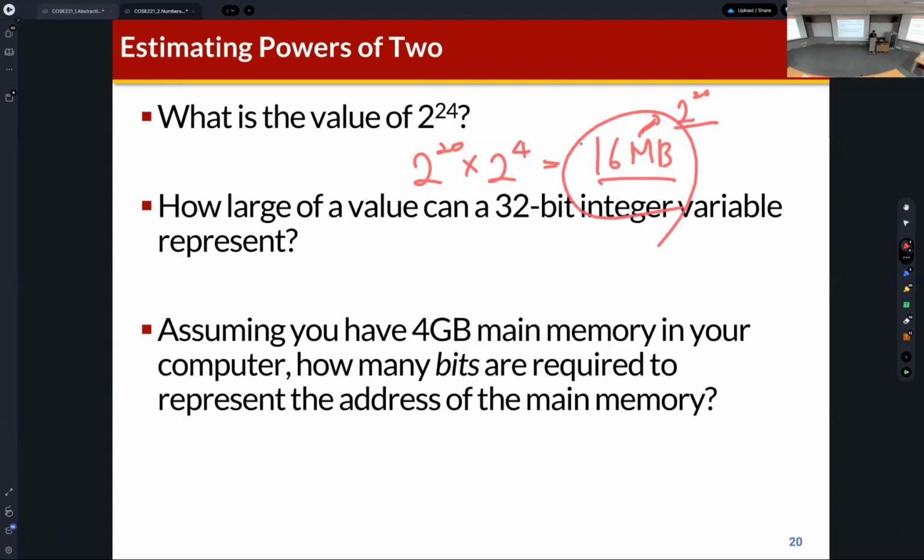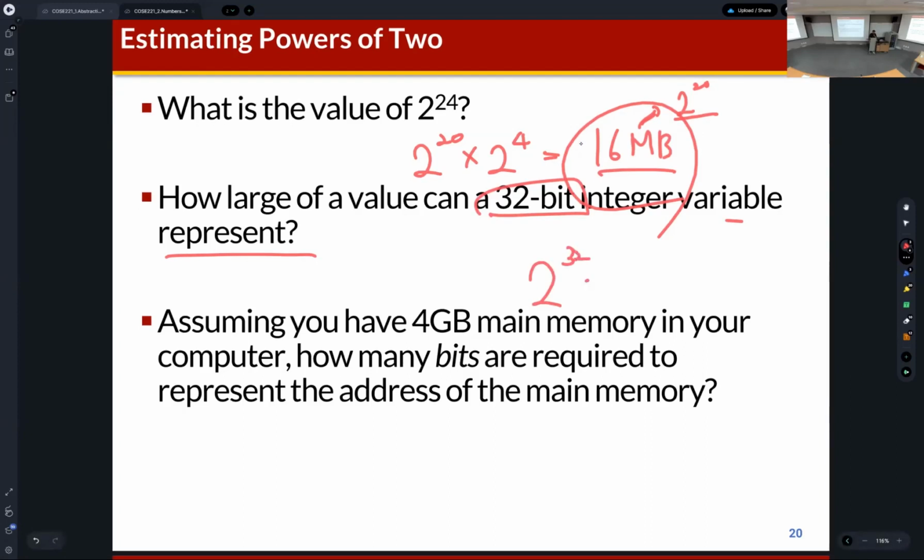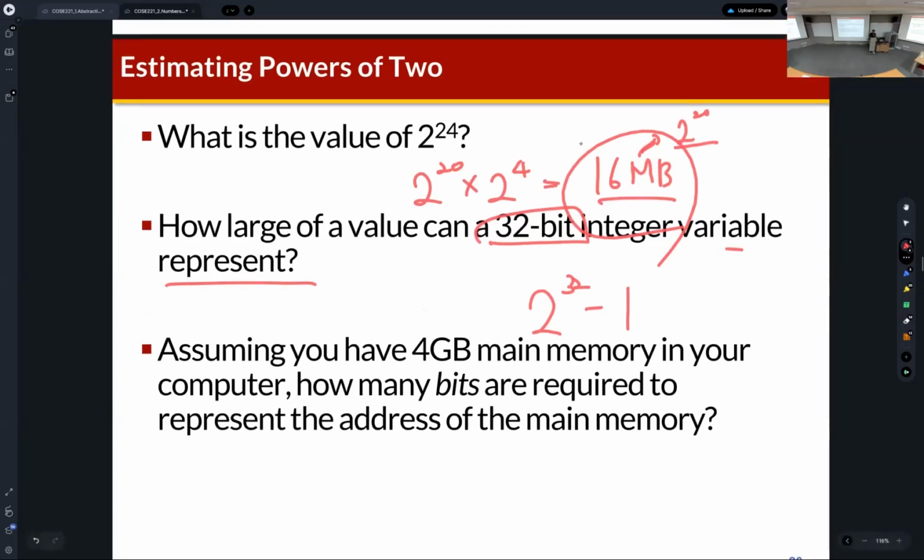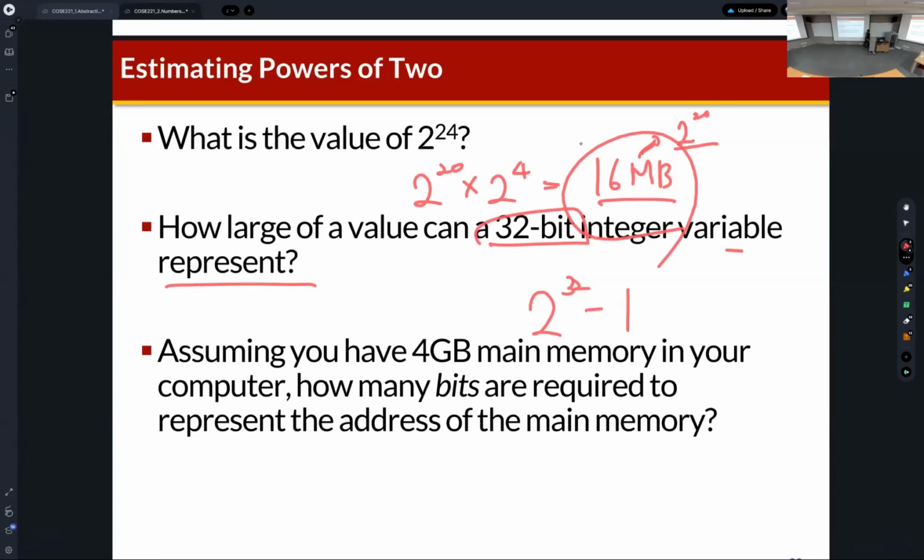Then, how large of a value can a 32-bit integer variable represent? The largest value is 2 to the 32 minus 1. We already learned the range of binary numbers. So it's the same kind of example.